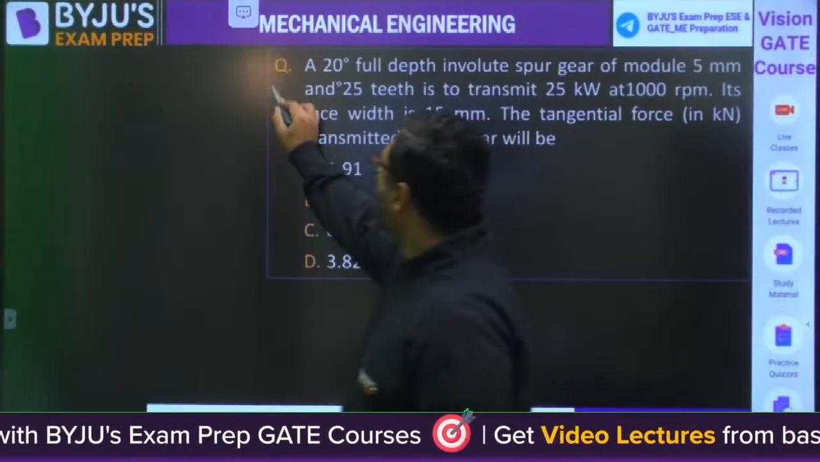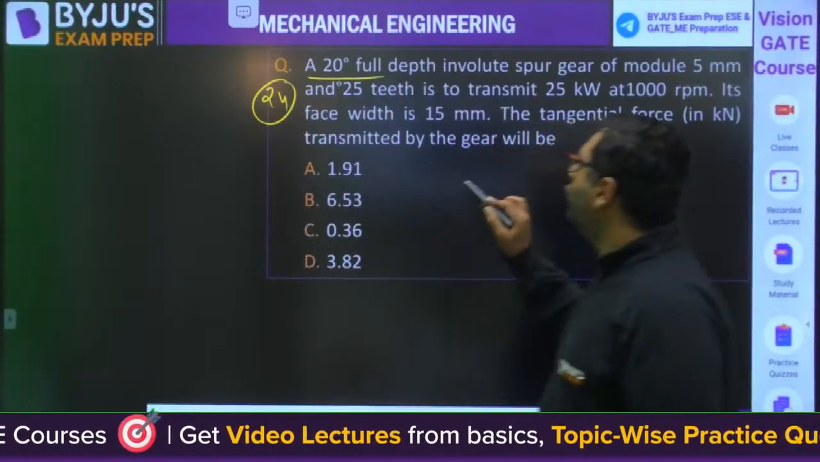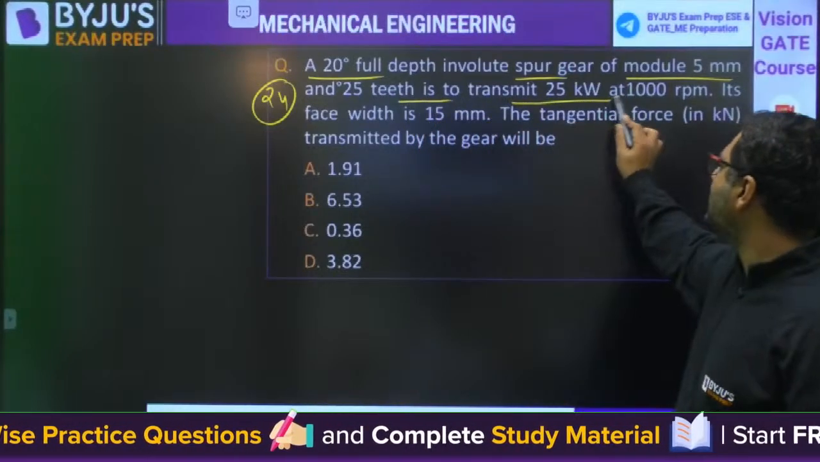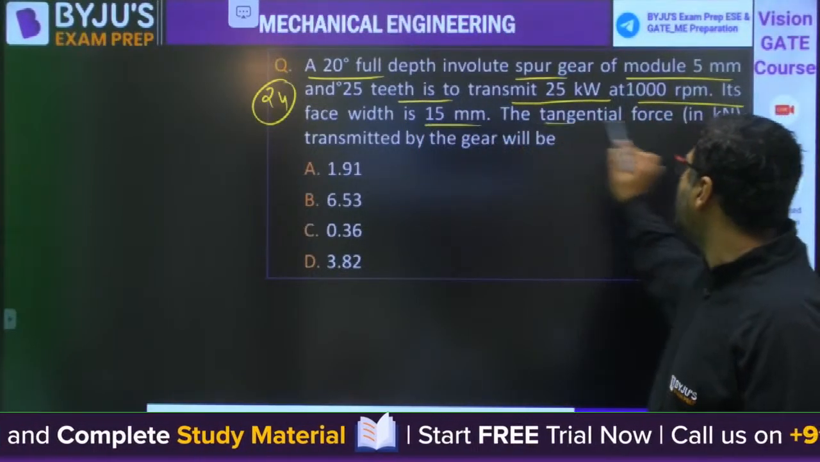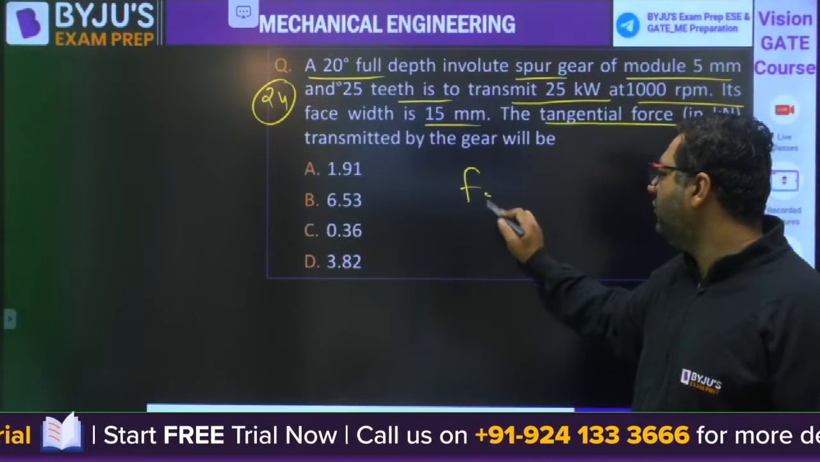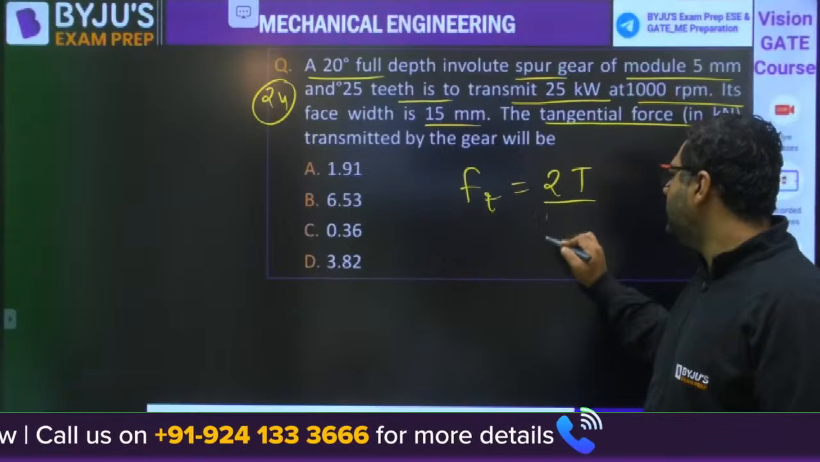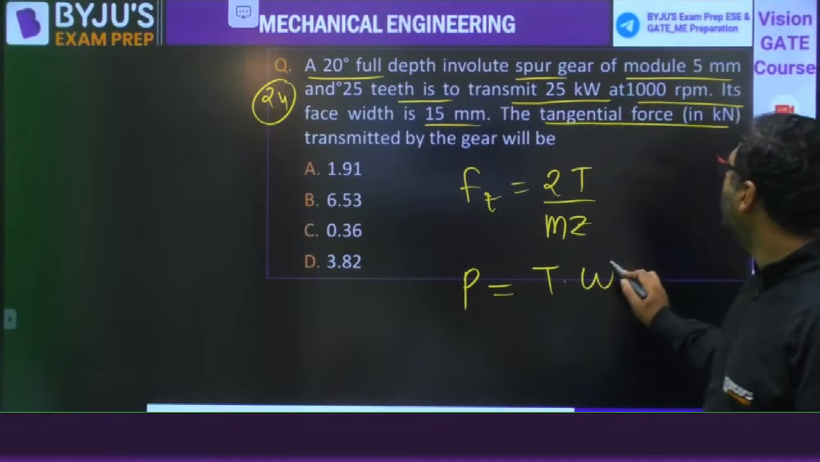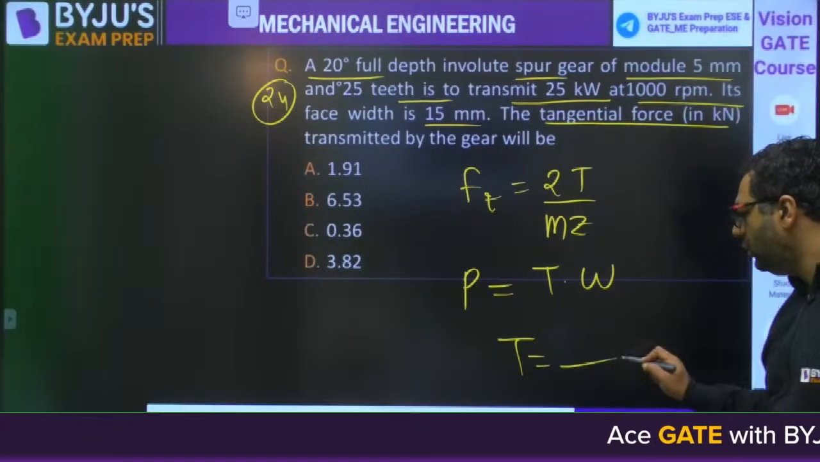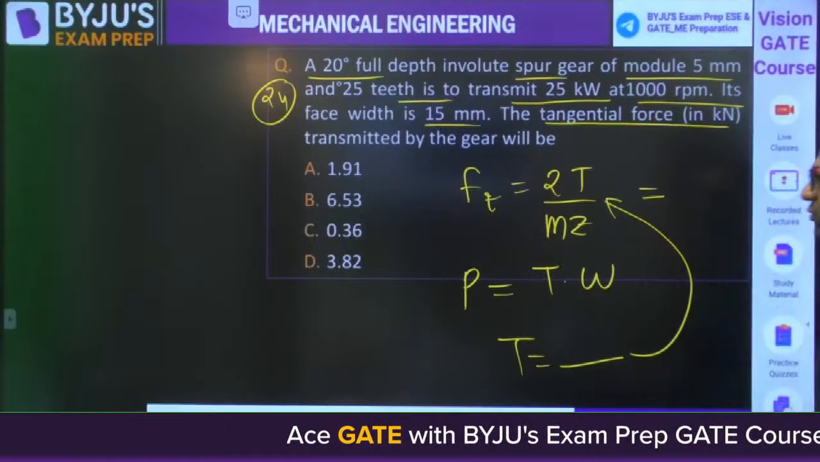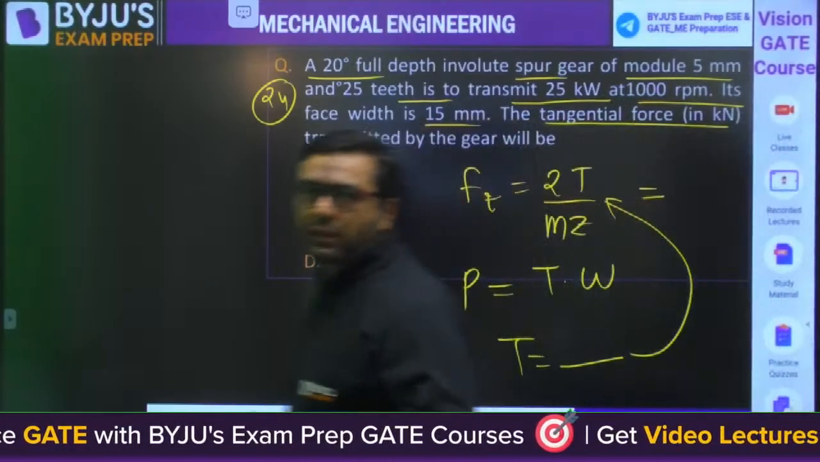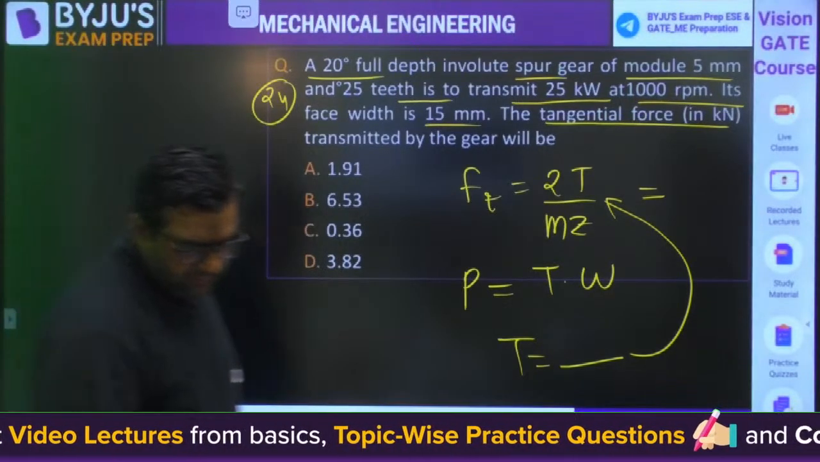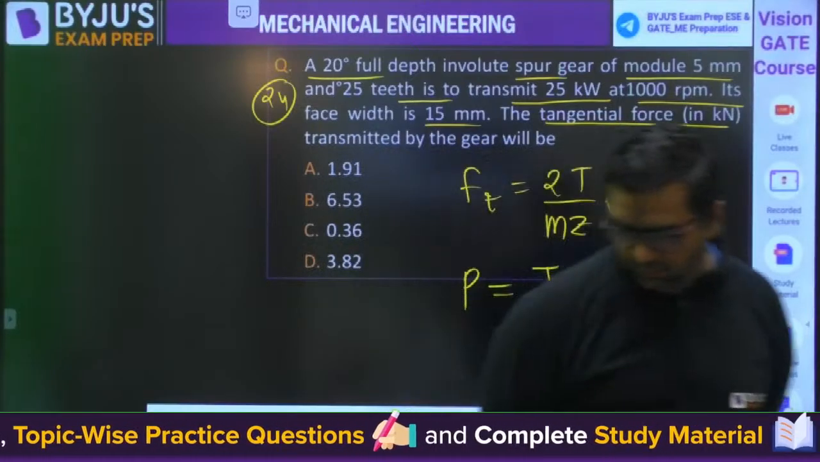Question number 24. A 20-degree full depth involute spur gear of module 5 mm, 25 teeth, is to transmit this much power. This is the RPM, face width, find the tangential force. I feel you know F_T is 2T by mz. Torque will come from power equals torque into omega. So from that find the torque, put the value here, and you will get the tangential force. Very simple. So guys, this is question number 24.